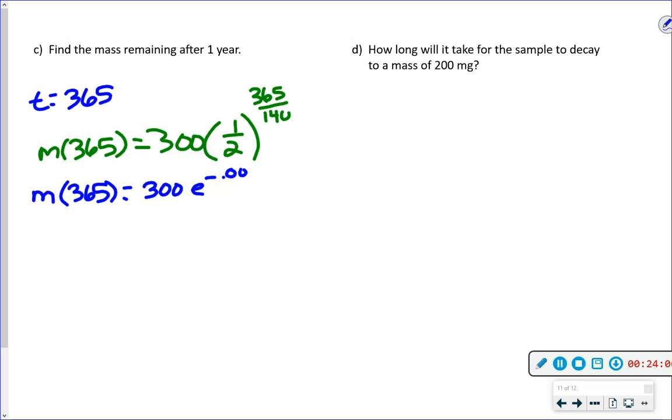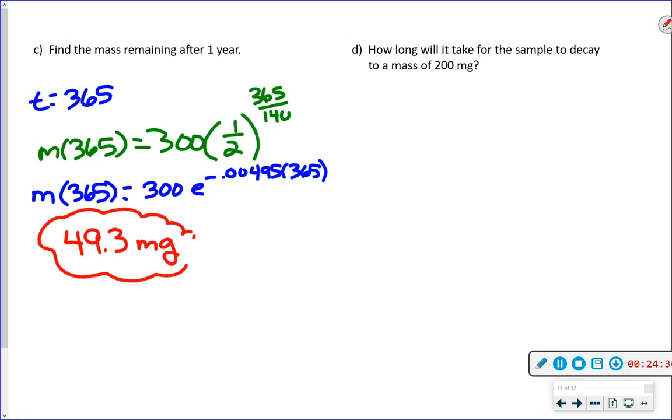How many zeros was it? 0.00495. And then your 365. Okay. Either one, again, you might be a little off because I rounded that negative 0.00495, but you'll get the same answer. You should get something close to like 49.3. What are we in? Grams? Milligrams. I didn't label. Shame on me. So it doesn't matter to me which one you use clearly.